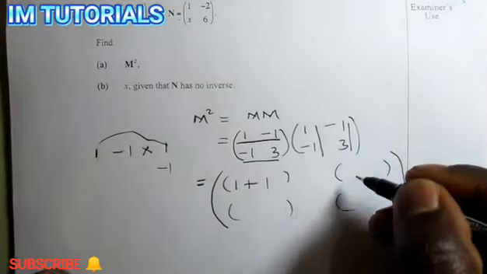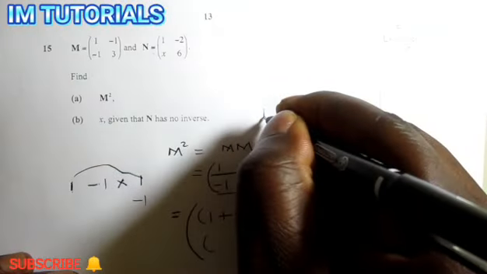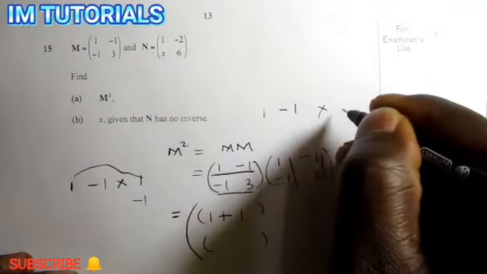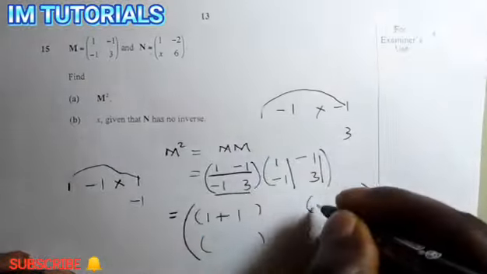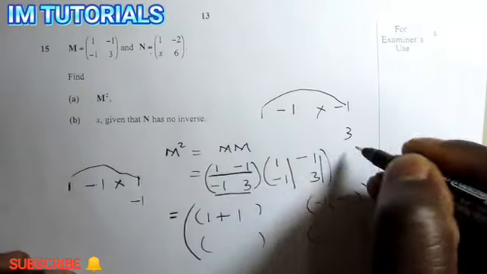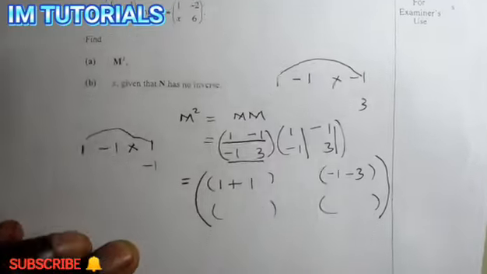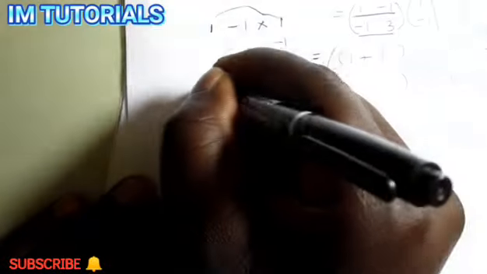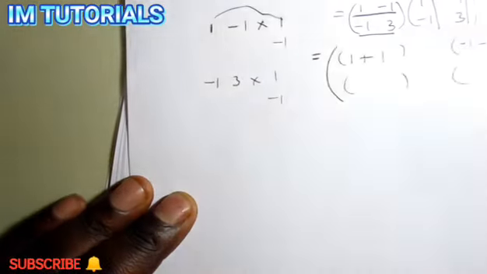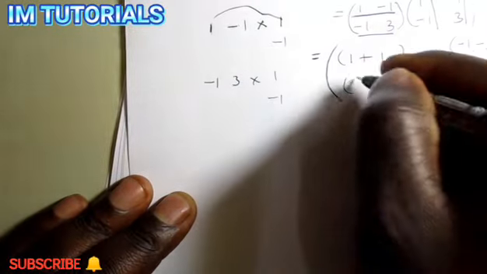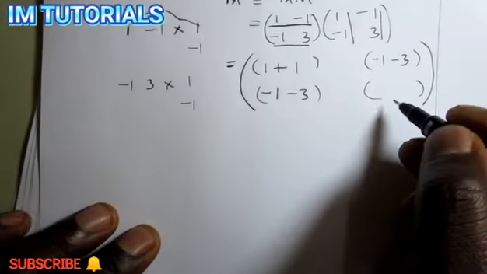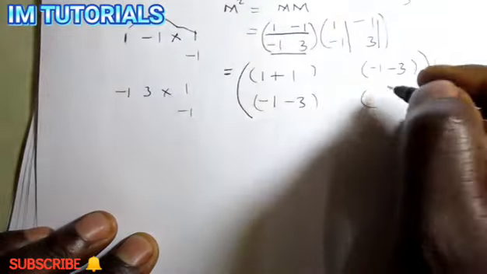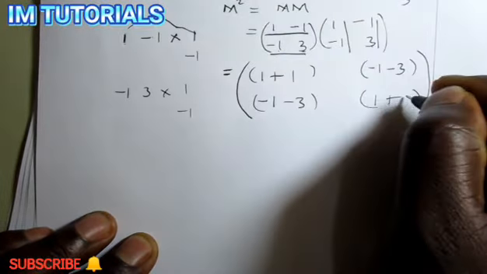Right. Then to find this next entry, you choose 1 and minus 1, the top row. Then multiply it with minus 1 and 3, the second column. So 1 times minus 1, you get minus 1. Then minus 1 times 3, you get minus 3. Right. Then to find the bottom entries, you make use of the bottom row, which is minus 1, 3. Multiply it with 1 and minus 1. So minus 1 times 1, you get minus 1. 3 times minus 1, you get minus 3. Then to find the last entry, you say minus 1 times minus 1, you get 1. And 3 times 3, you get 9.